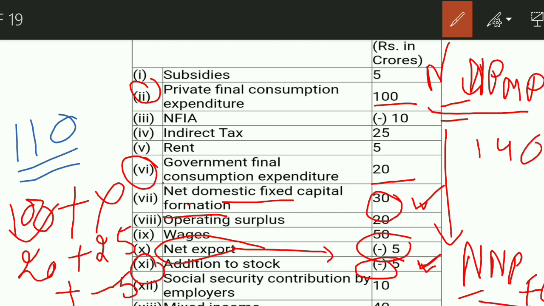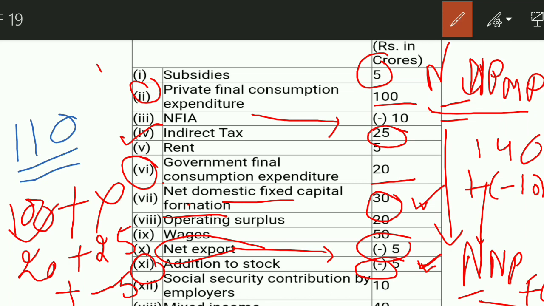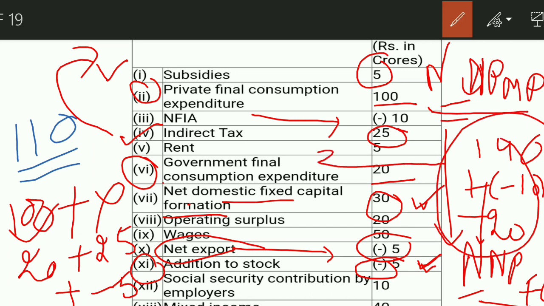Now in order to find NNP at factor cost, what we will do, we will add NFIA and we will subtract NIT from it. So NFIA is given here as -10, so we will add -10, that is NFIA, and we will subtract NIT from it. So here you can see indirect taxes are 25 and subsidies are given here as 5. So net indirect tax is indirect tax minus subsidies, that is 25 minus 5, which is equal to 20. So we will subtract NIT from it. So by doing so, 140 plus -10 minus 20, we get the total as 110.